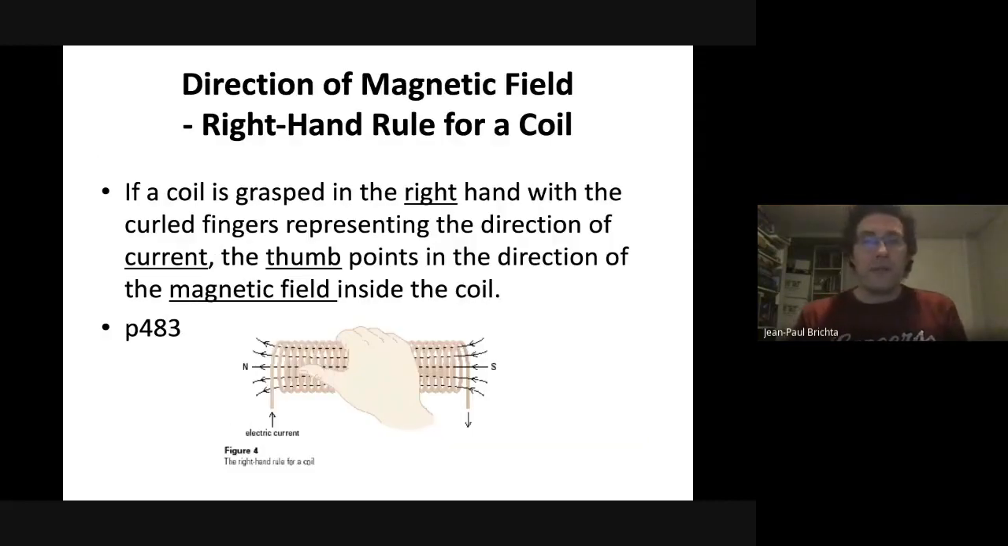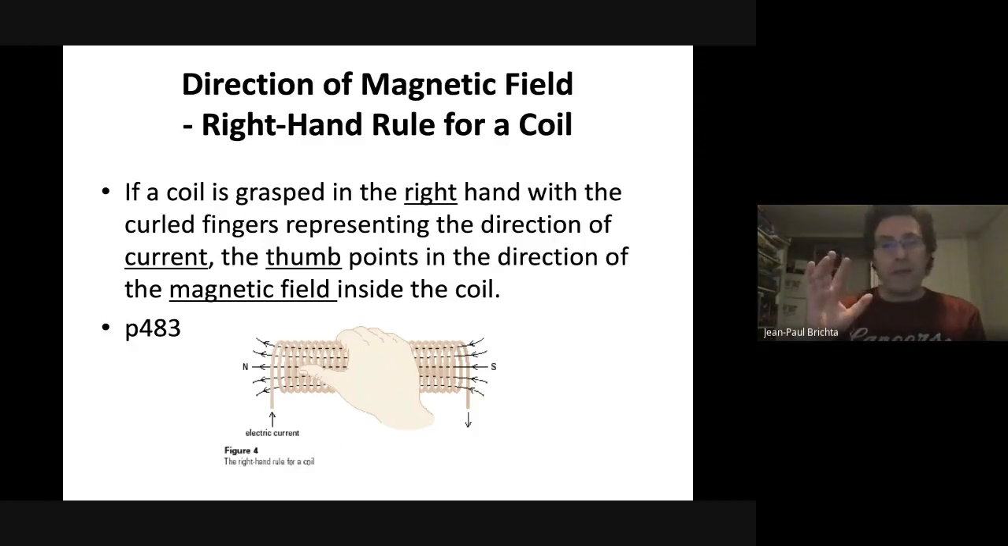Okay, so what we want to do in this case is predict, based on the direction of the electric current, which end of the coil is the north pole. As before, we're going to be using our right hand. Even though I may look mirrored because of the camera, this is my right hand. So you should be using your right hand whenever you're doing this as well. Left hand is for suckers. Don't use the left hand. It's the right hand, always the right hand.